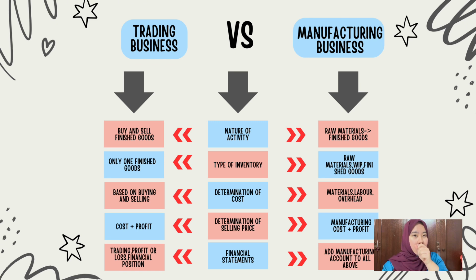For determination of cost, a trading business bases it on buying and selling, while a manufacturing business has materials, labor, and also overhead. For determination of selling price, a trading business calculates cost plus profit, while a manufacturing business calculates manufacturing cost plus profit to get the selling price. For the financial statements, a trading business has trading, profit or loss, and financial position, while a manufacturing business has to add the manufacturing account to all of the above.